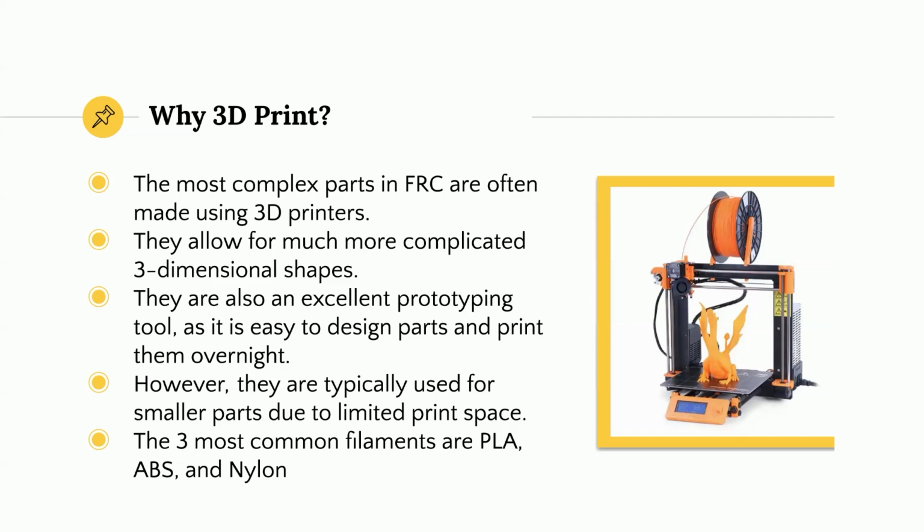However, they are typically used for smaller parts due to limited print space. It's very hard to make very large robot-sized parts with 3D printing. You have to have some sort of mechanism to connect them together. It's not really good. Mostly from what I've seen at the world's competition and in our own team, 3D printed parts are small, mostly like connecting parts. The most common filaments are PLA, ABS, and nylon.